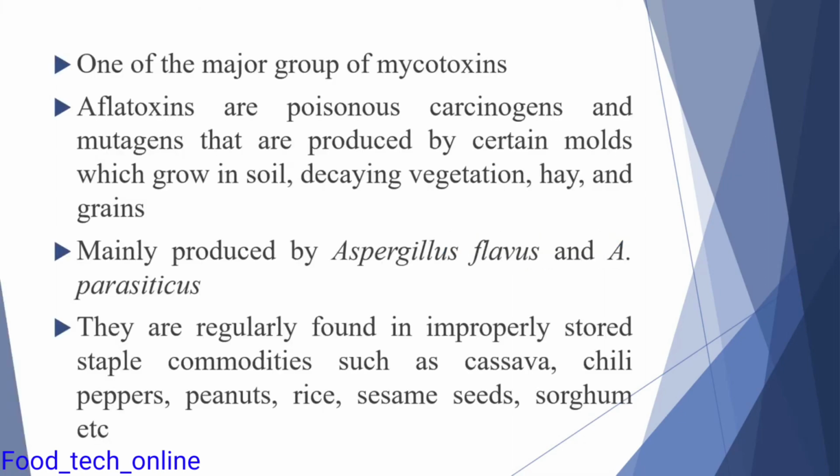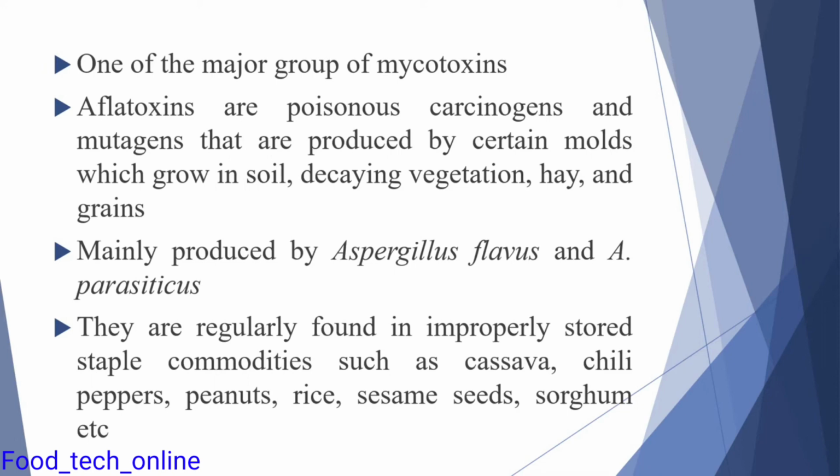So, aflatoxins are one of the major groups of mycotoxins, and the aflatoxins are poisonous carcinogens and mutagens that are produced by certain molds which grow in soil, decaying vegetation, hay, grains, etc. And they are mainly produced by Aspergillus flavus and Aspergillus parasiticus. They are regularly found in improperly stored staple commodities like cassava, chili, pepper, peanut, rice, sesame seeds, sorghum, etc.